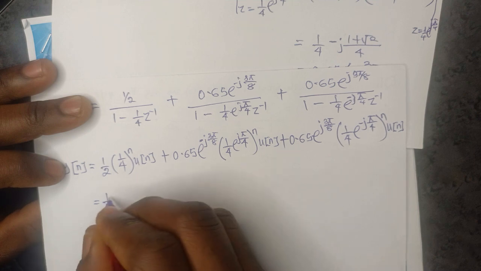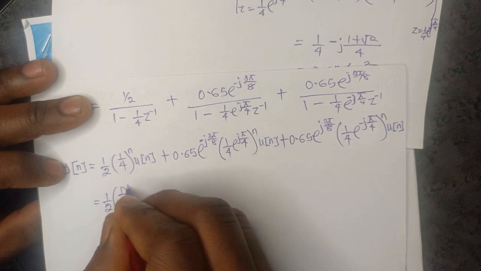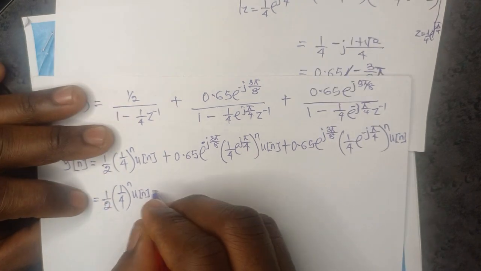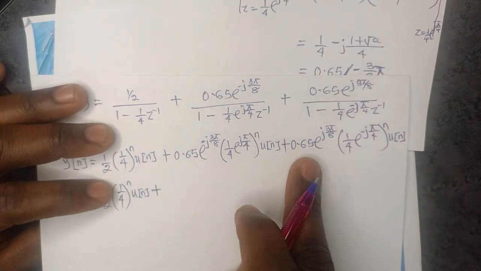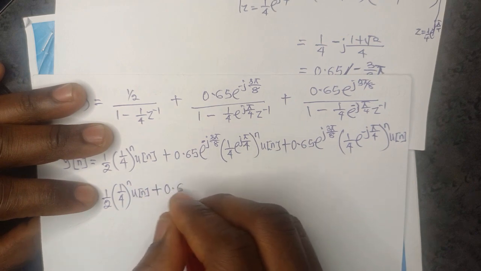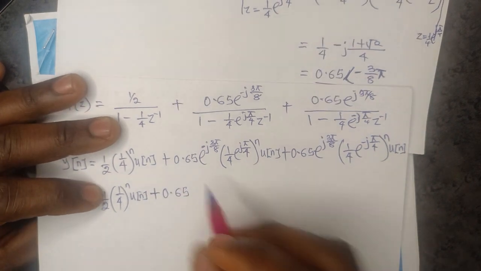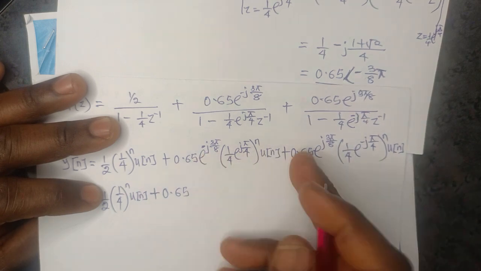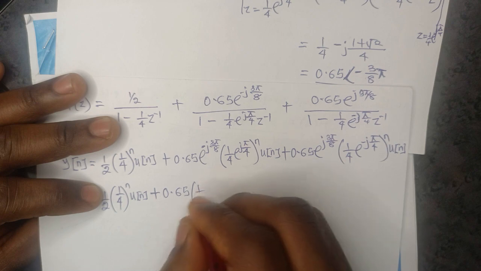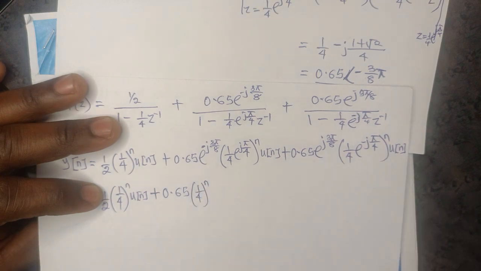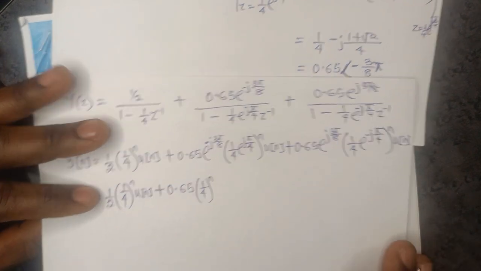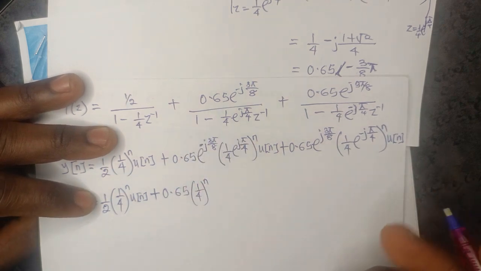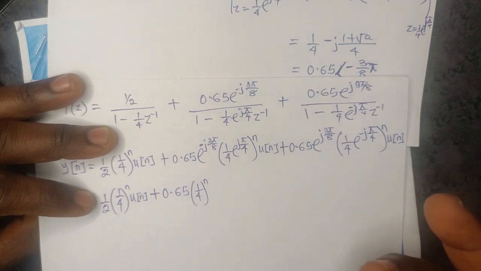So this is going to be 1 all over 2, 1 all over 4 raised to power n u of n. And this one has 0.65, this one also has 0.65, so you can bring them together. Then 1 over 4 raised to power n is also common, so we can bring that out. Then e raised to power this and e raised to power this, we can combine them together as well.